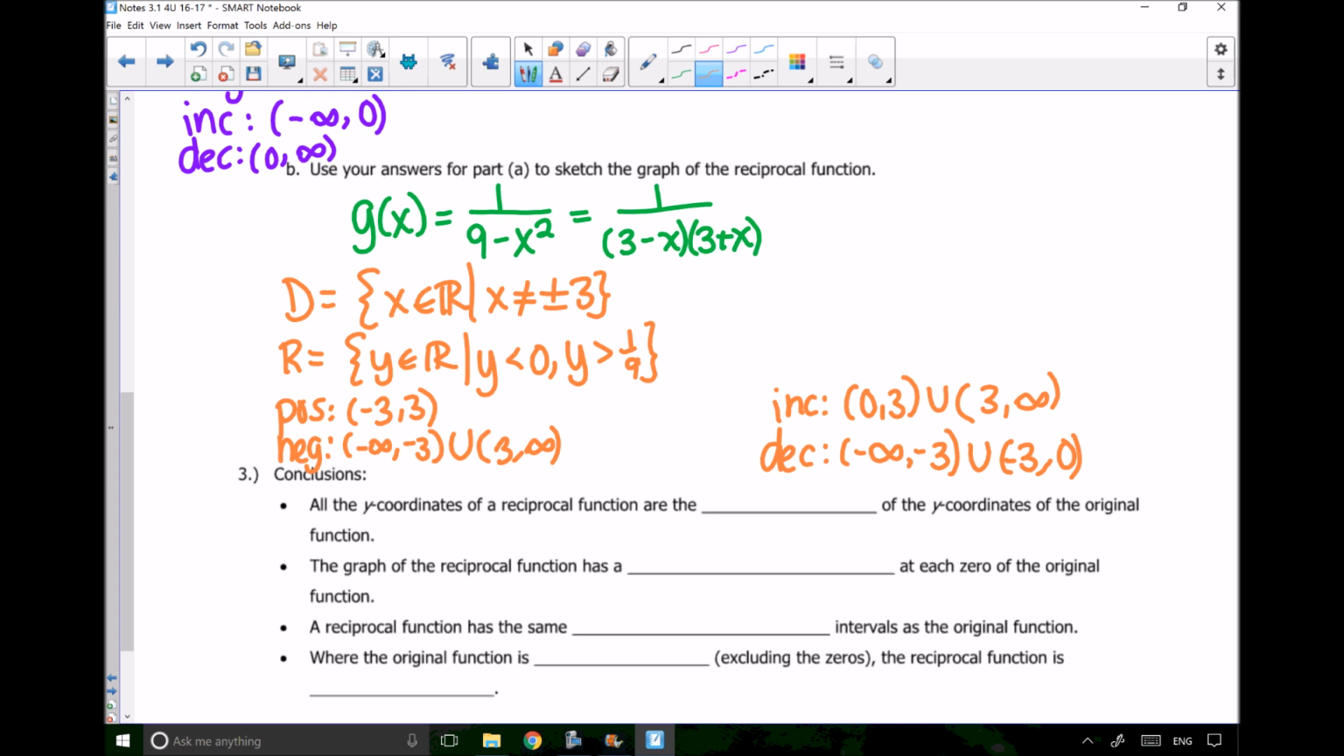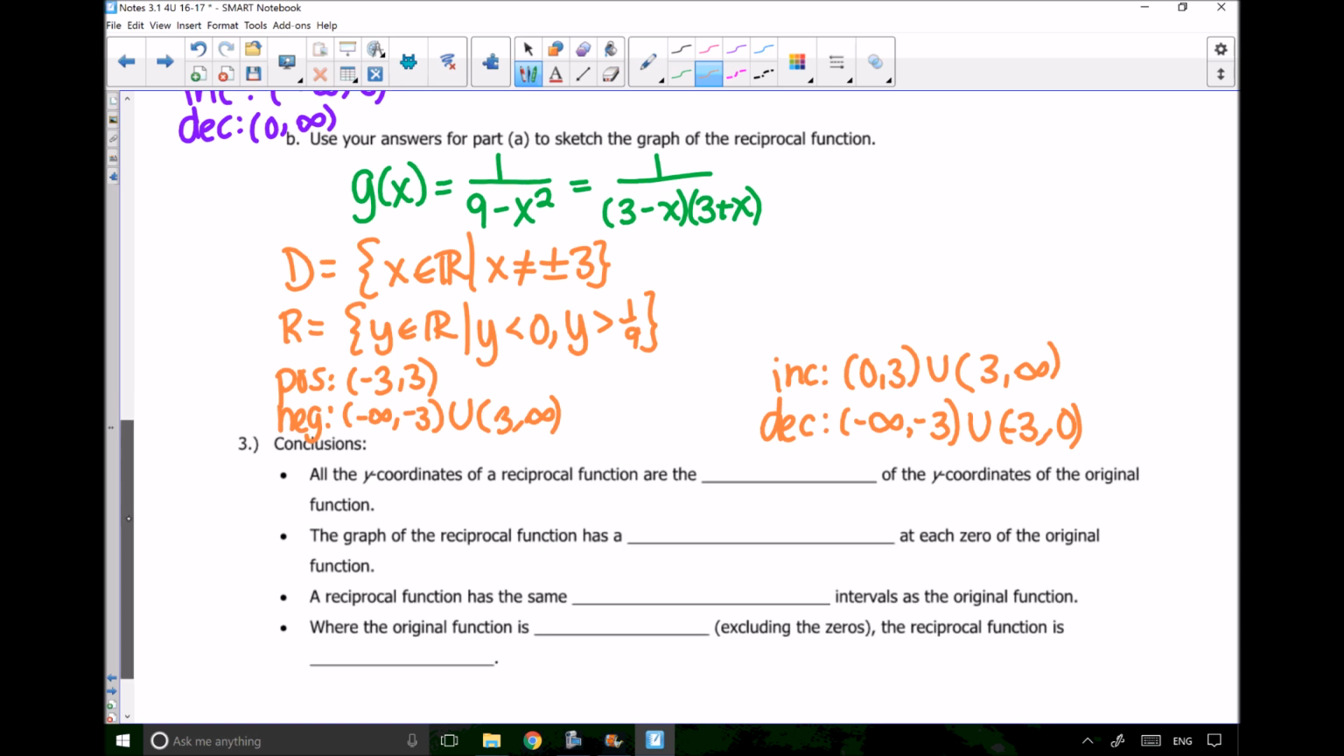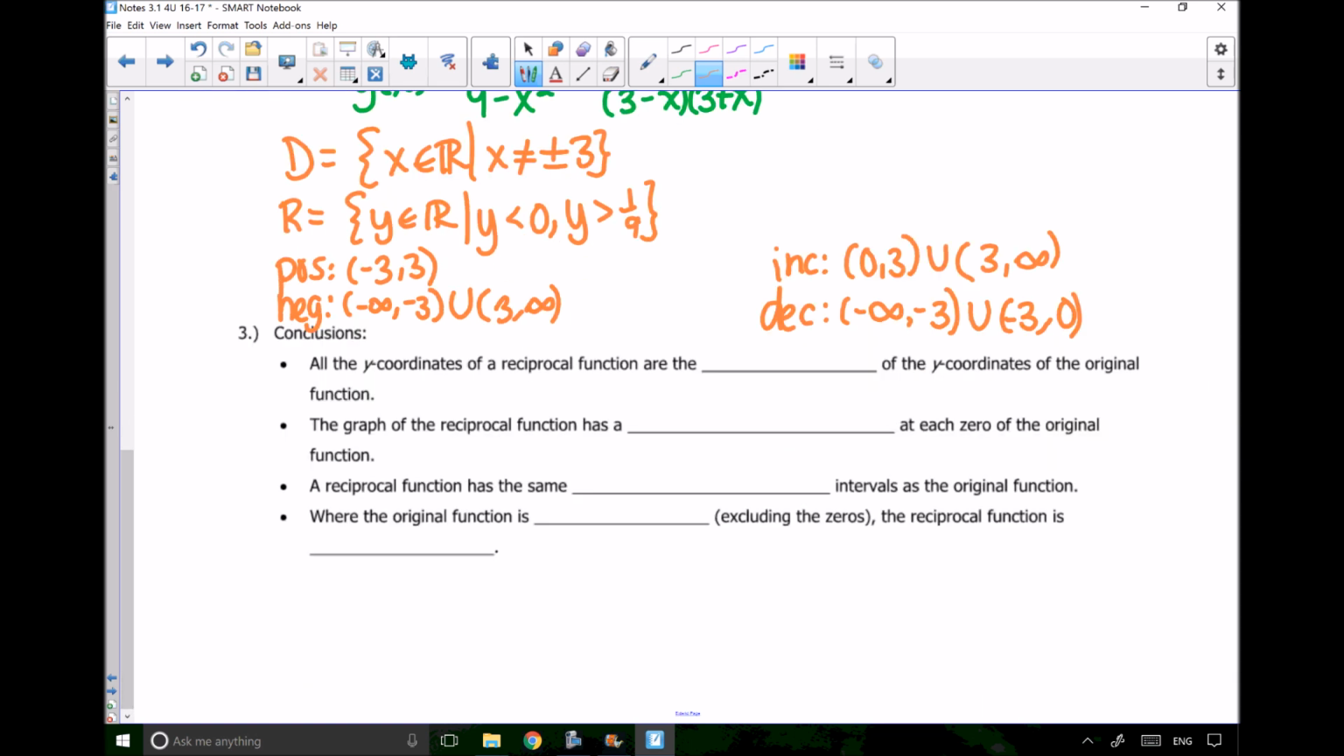Question number 3, with our conclusions that we have here, I want you to see if you can figure out what these conclusions might be, and then actually fill in the blanks, do it with pencil, so that way if you have a mistake, no big deal, you can just always erase it, and then we will compare our answers together next time I see you guys in class. All right, have a good weekend.